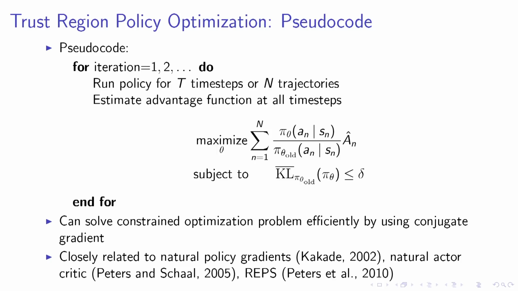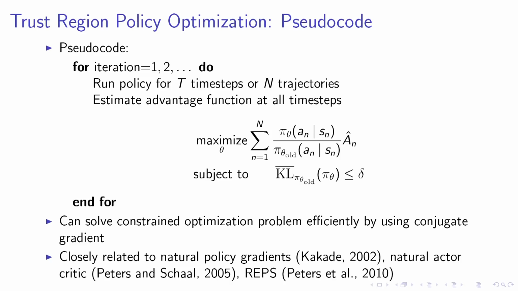So then we've got this advantage function, and then we write down our constrained optimization problem, which is to maximize this surrogate loss subject to some constraint. And then it turns out we can solve this constrained optimization problem efficiently using conjugate gradient. I'm going to describe how to do that later. We can solve it approximately. We're not solving it exactly.